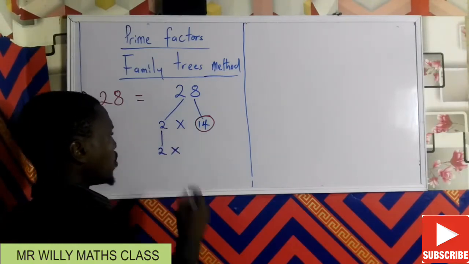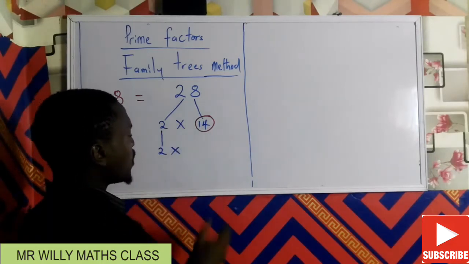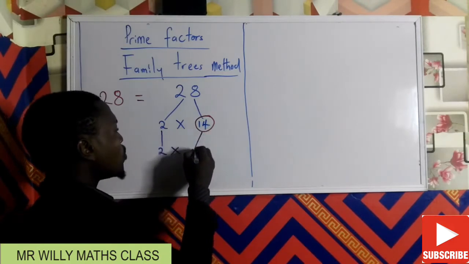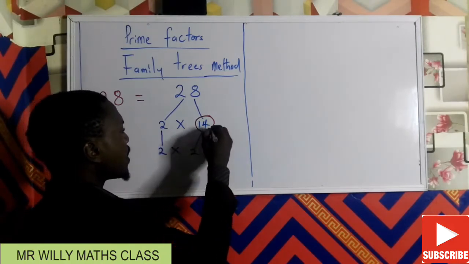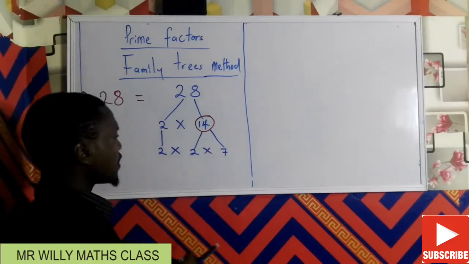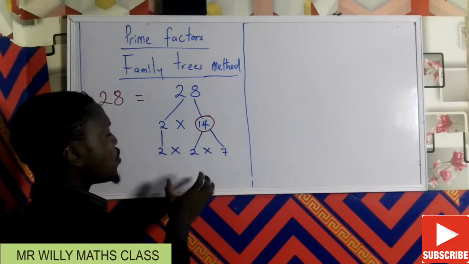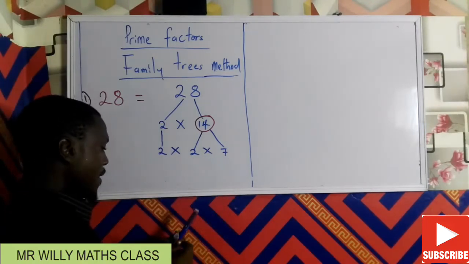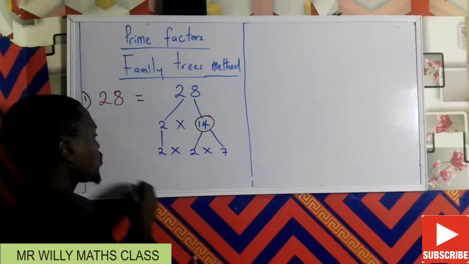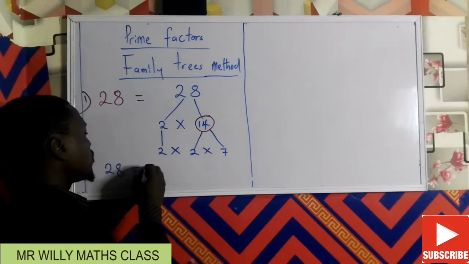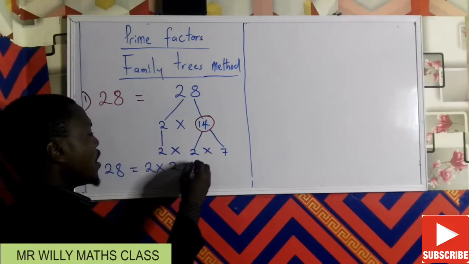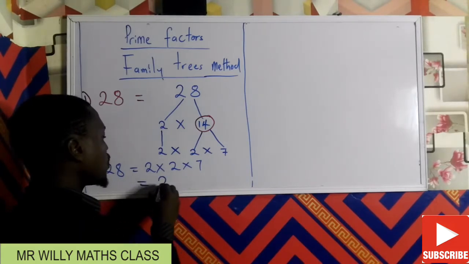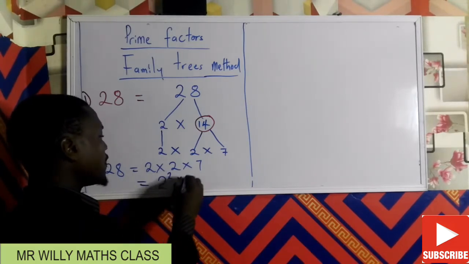Then we think of two numbers that we multiply together to give us 14. 2 times 7 is 14. That means that this 14 will give birth to 2 times 7. Now, if you look at all the numbers that we have here, they are all prime factors. When all the numbers are prime factors, that means that you have arrived at your final answer. Our final answer is that the prime factors of 28 is 2 times 2 times 7. And you can express this product of prime factors in index form by writing 2 raised to power 2 times 7. It's as simple as that.